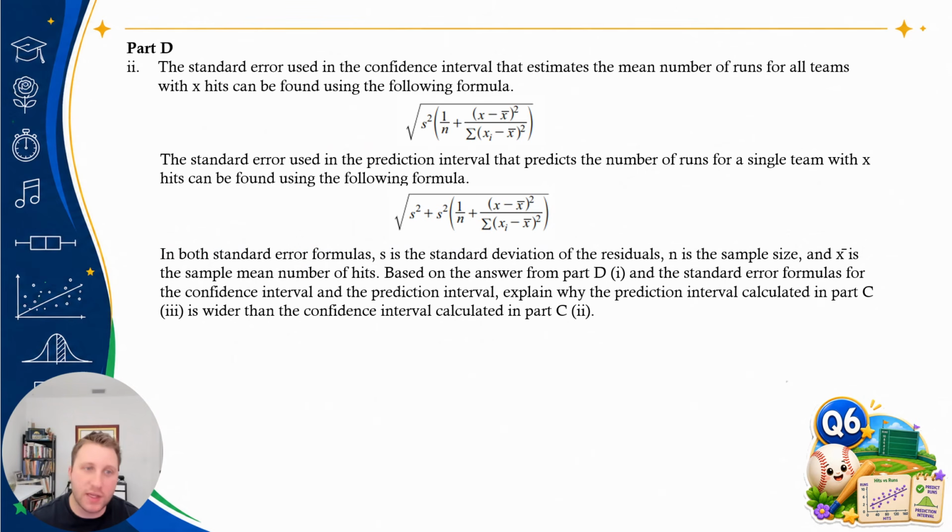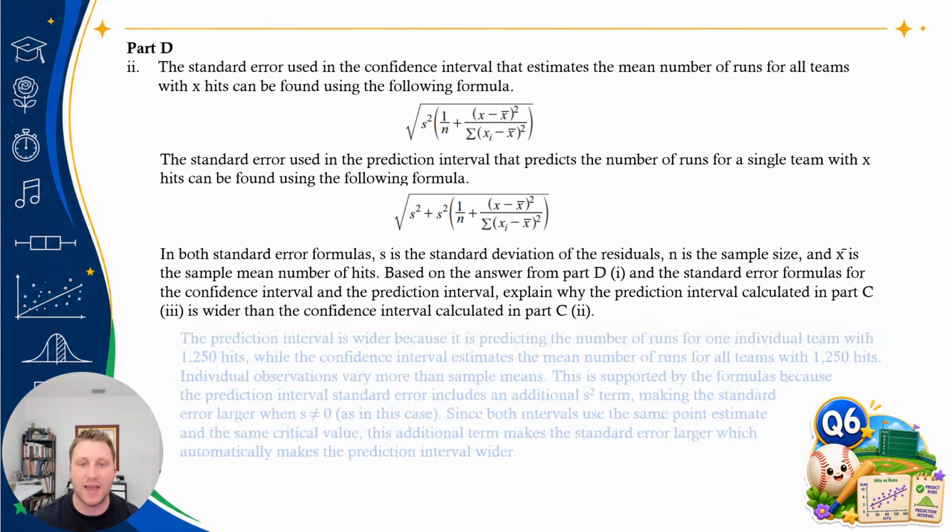And so finally, in part DII, which again, a lot of students didn't get to read, we are given 2 standard error formulas, one that corresponds to each of the previously introduced intervals. And we're told that S for both of them is the standard deviation of the residuals, n is the sample size, and x bar is the sample mean number of hits. We want to know, based on the answer from part DI and the standard error formulas for this confidence interval and the prediction interval, why the prediction interval calculated in part CIII is wider than the confidence interval calculated in part CII.